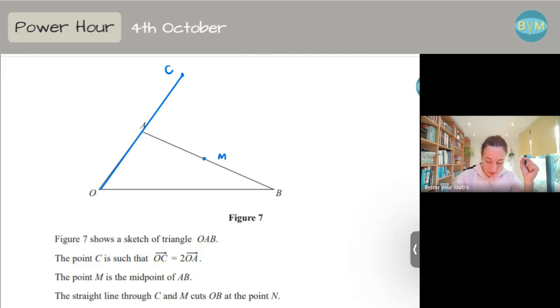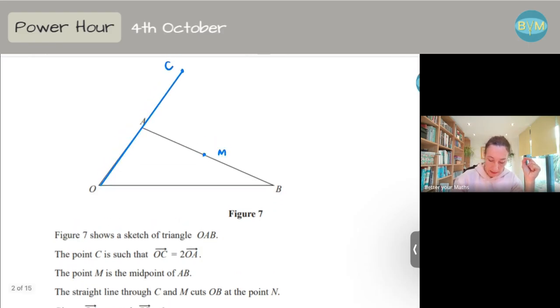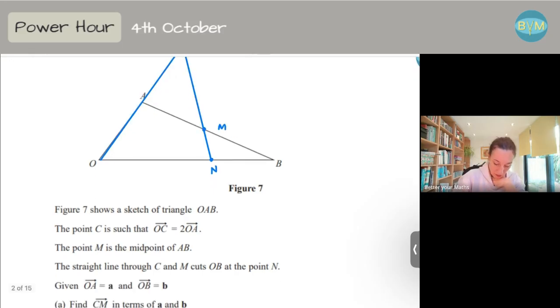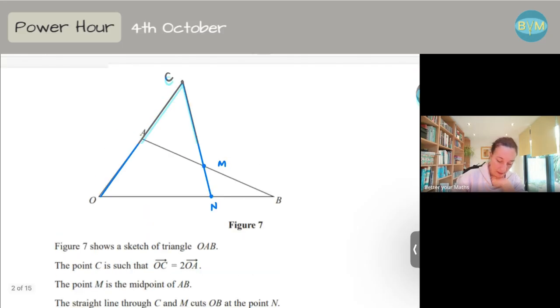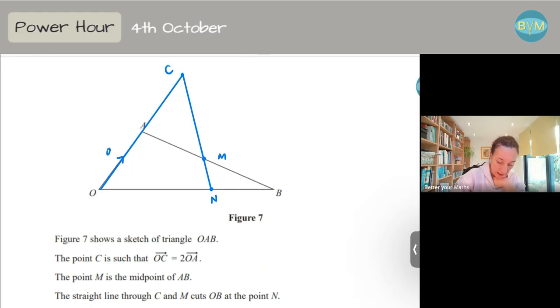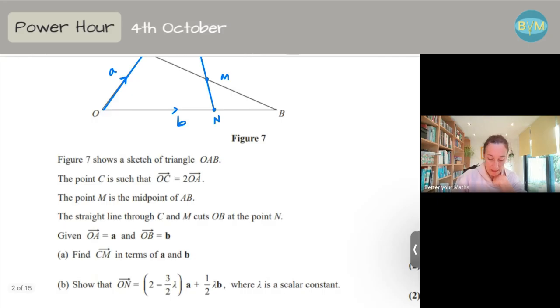And the straight line through C and M cuts OB at point N. So I'm going to make a line. It doesn't need to be perfect. So a line passing through here, and this is going to be M. Roughly, these drawings are never accurate, so don't trust them. Given that OA is a and OB is b, so this vector here is a, and this vector here is b. And we have to find CM in terms of a and b.